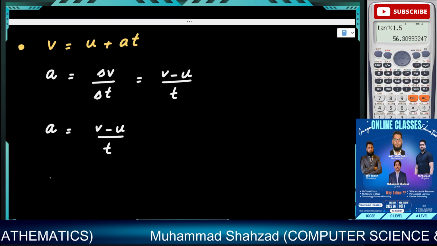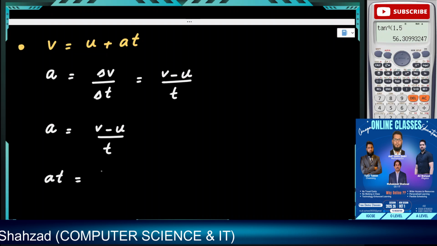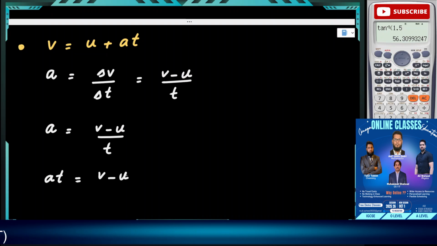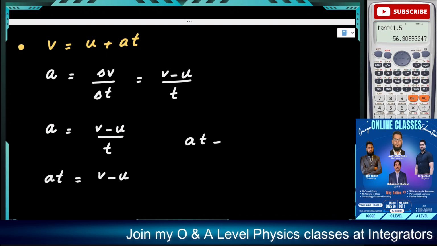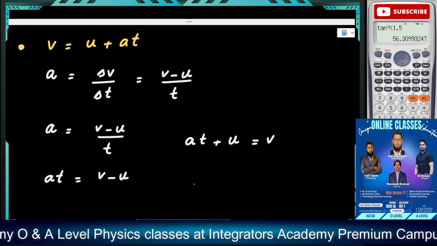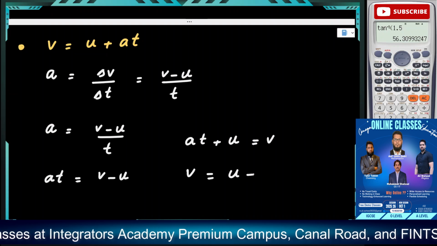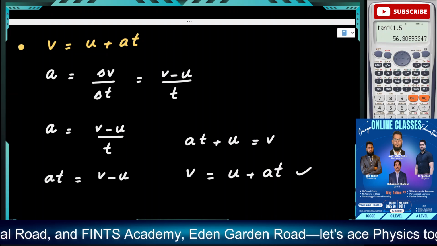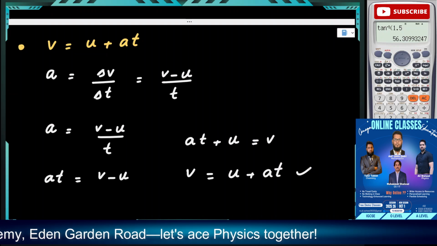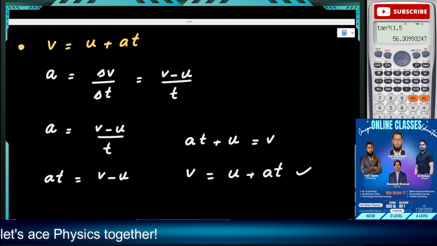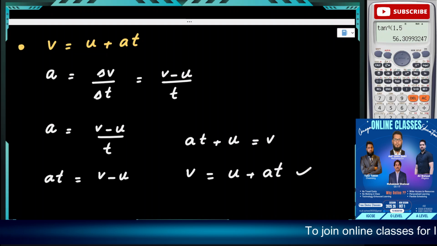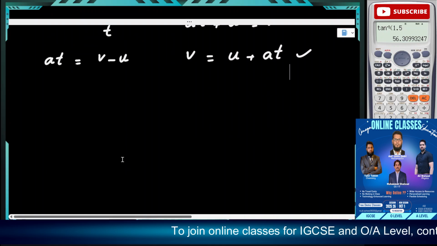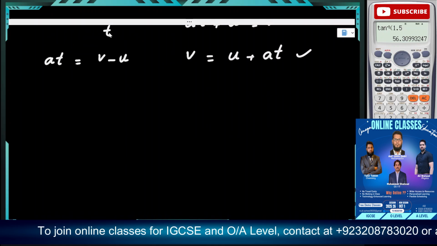Now I'll cross multiply: at on this side, and 1 would be multiplied to the other side, and then you shift minus u, so at plus u equals v, which is just the same thing as v equals u plus at. So the important takeaways are: try to break it down into steps and list all the mathematical equations which are used, and just follow the sequence. Then we know the next one. Let's take a look at the next one.